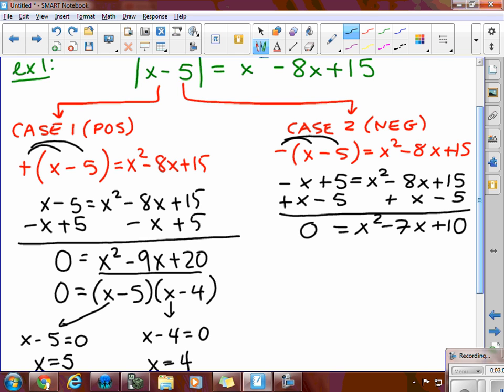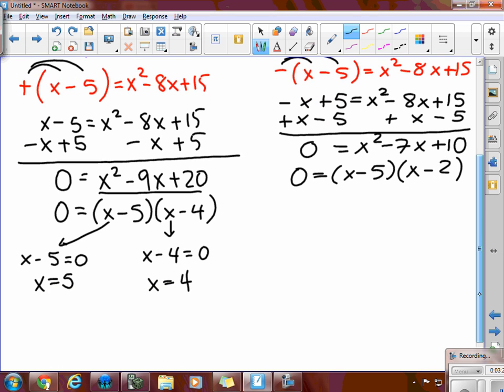Again, I'm going to want to factor this quadratic, so I need two things that multiply to a positive 10, add to a negative 7. That gives me x minus 5 and x minus 2. Again, set both of these factors equal to 0 and solve. This gives me x equals 2, and this gives me x equals 5 again.